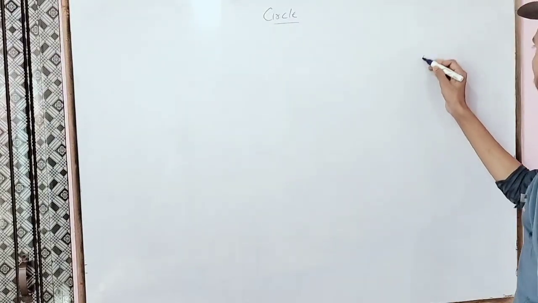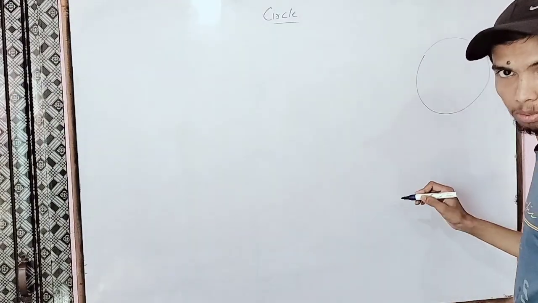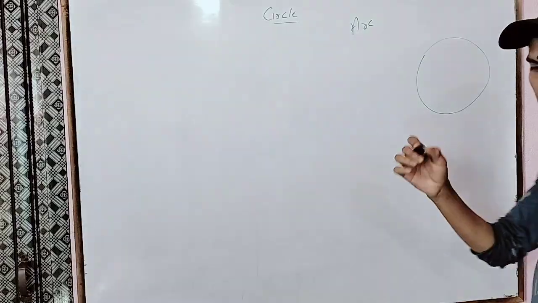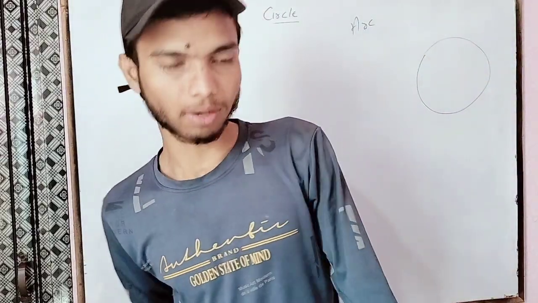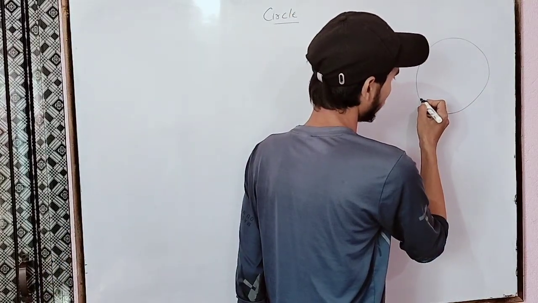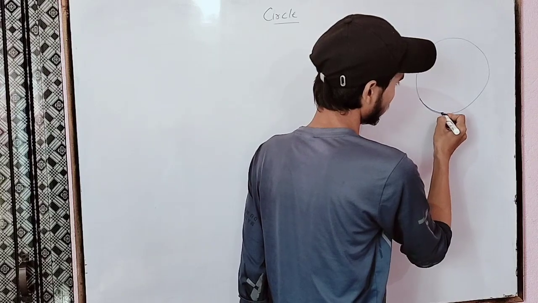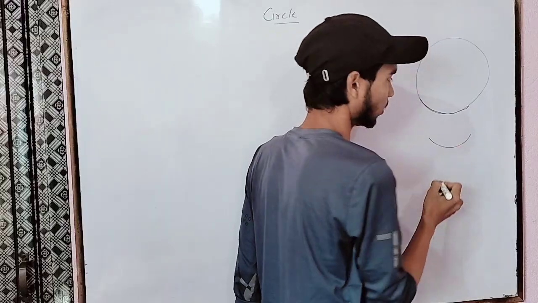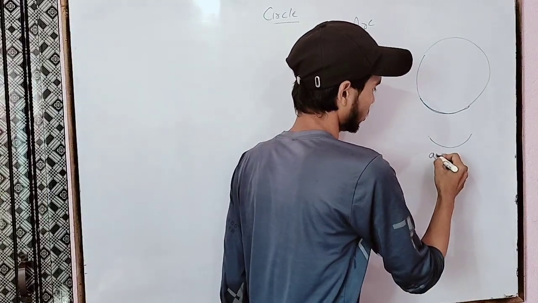Here, look, this is a circle. Now we are talking about arc. Arc is nothing but a part of a circumference. For example, from here till here is what? Arc. So this part of the circumference is an arc.